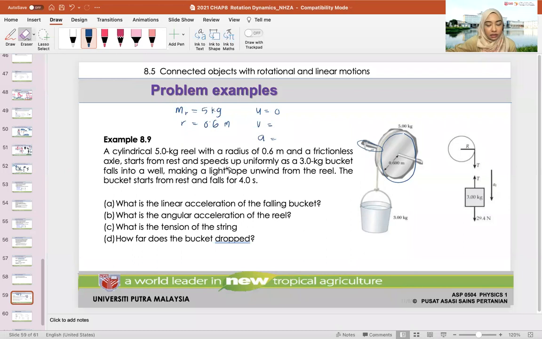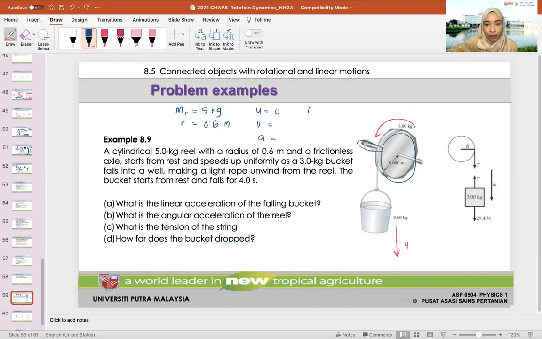And a frictionless axle starts from rest, speeds up uniformly as a 3 kilogram bucket falls into a well. So this bucket is connected to this reel, and then it falls down. So the movement is like this. It has this A going down, and therefore this is rotating this way. Sorry. Okay, so that is our question.